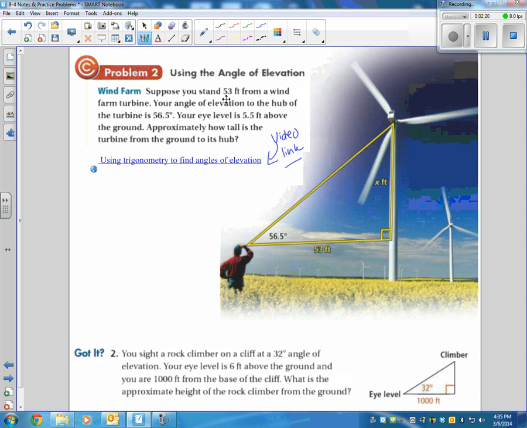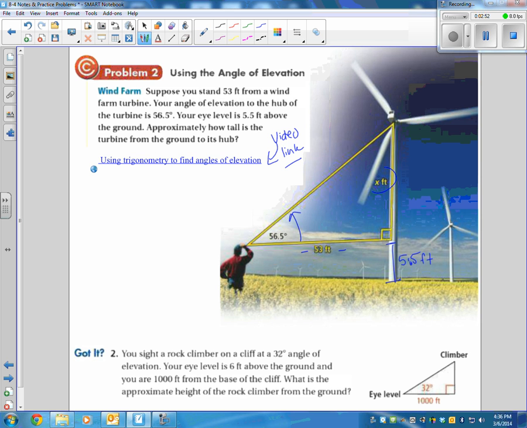So suppose you stand 53 feet from the wind farm. So here's your 53 feet here. This is your base length. Your angle of elevation to the hub of the turbine is 56.5 degrees. So we're saying angle of elevation here is 56.5. Our eye level is 5 feet above the ground. So that means this right here is going to be 5.5 feet above the ground. Okay, so approximately how tall is the turbine from the ground to its hub?